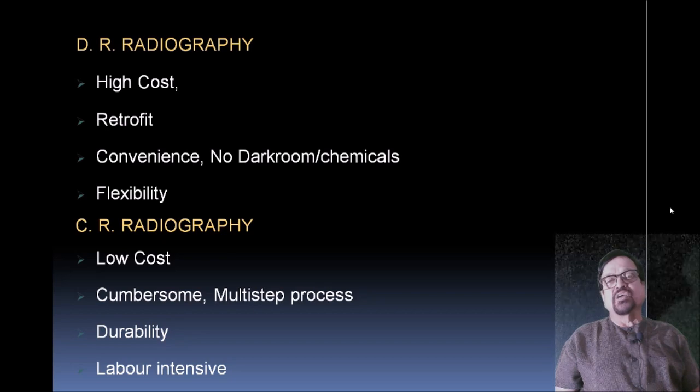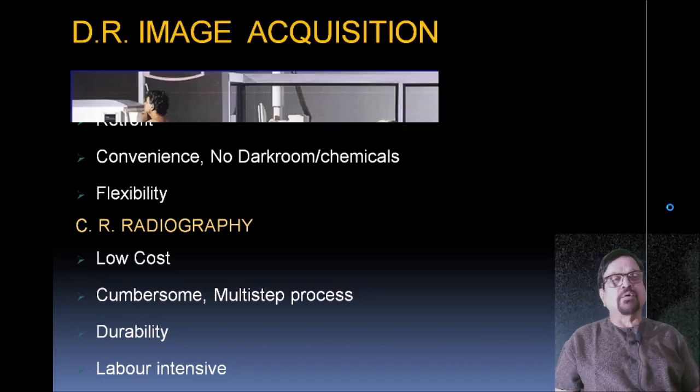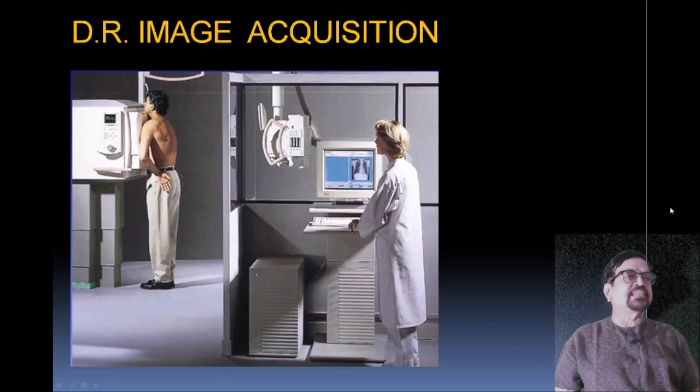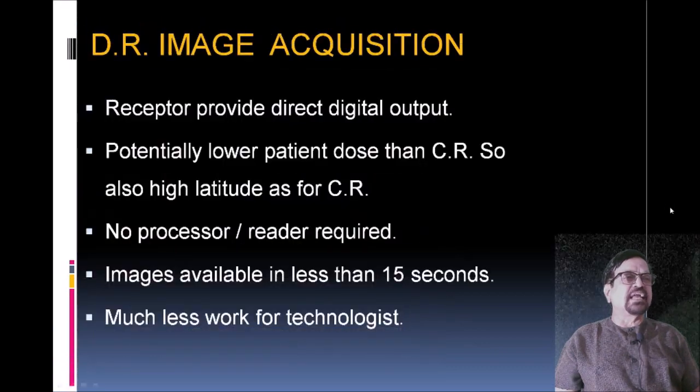In DR, you do not require much labor. The patient is just asked to position and the radiograph is taken and processed. So very little manpower is required. Now here we are seeing a DR image. See, the patient is standing and the radiographer is in another room. So not much technique is required. No handling of the film, no shifting of the cassette from here to there. It is very easy. It takes a very short time.